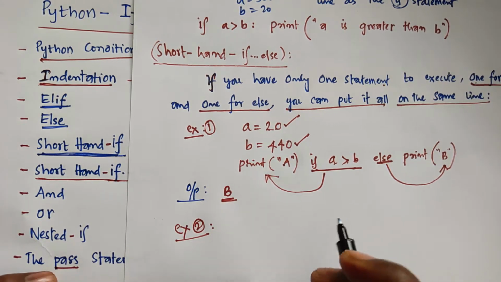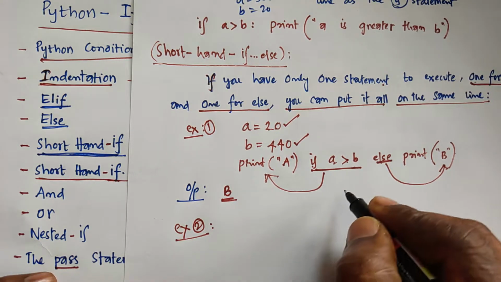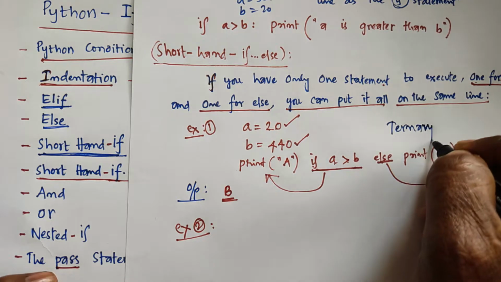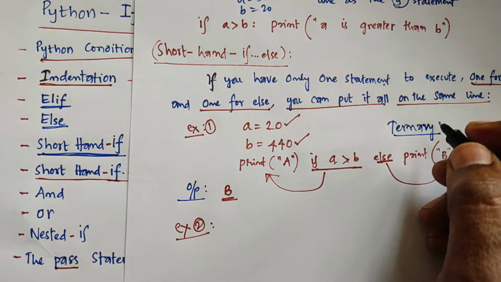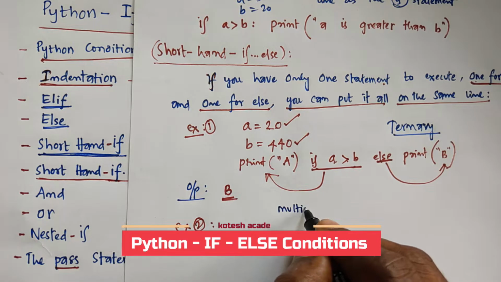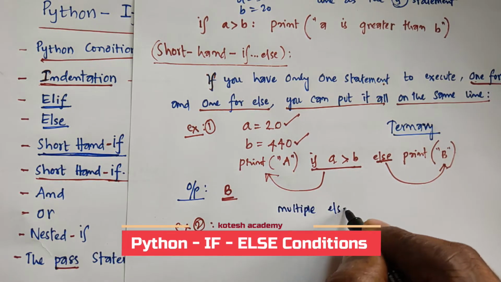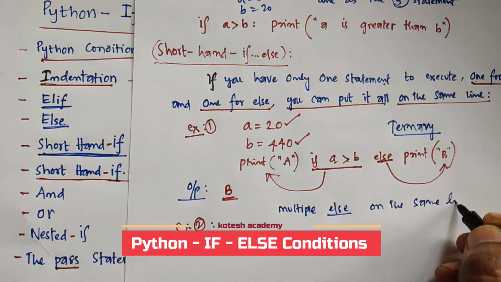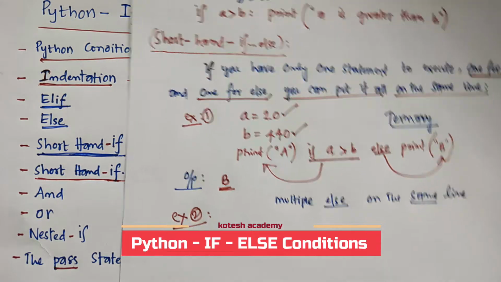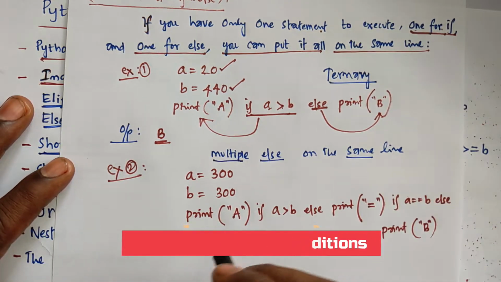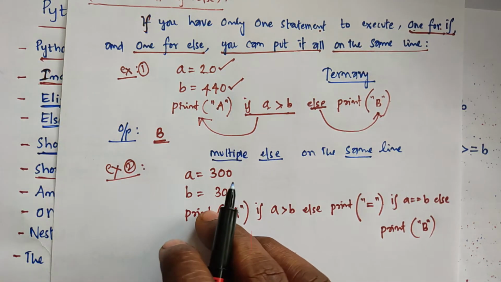This type of technique is also called the ternary technique, ternary operators or conditional operators. You can also have multiple else statements on the same line. For example, multiple else on the same line. This is also one type of shorthand if else.